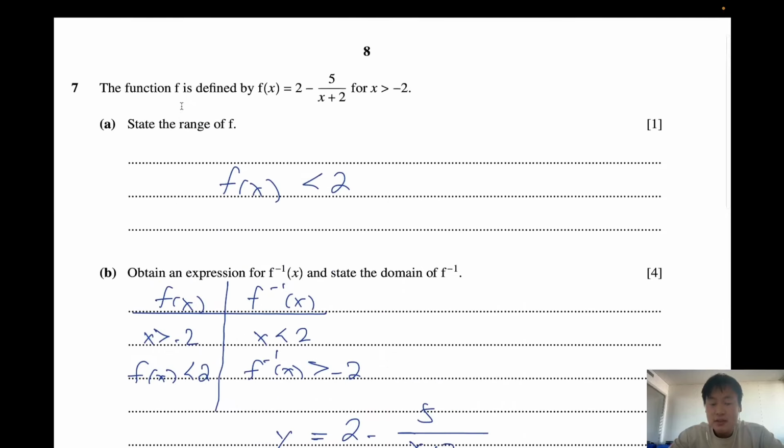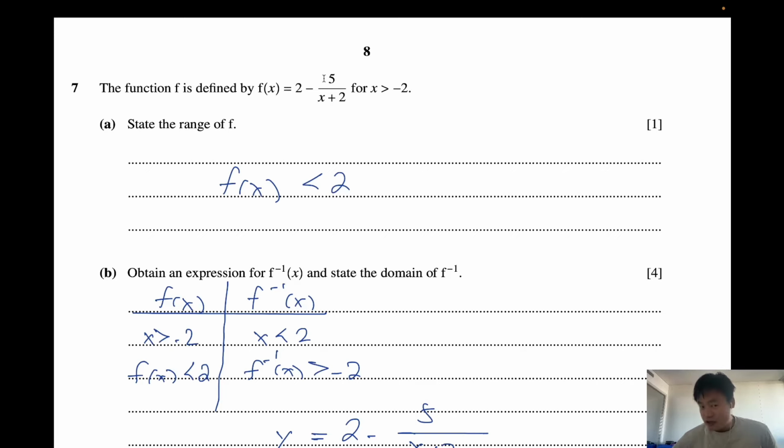Number 7. Range of f. Do not be disorientated by that expression. It might look a little bit strange, but the range is, remember, by definition. You're just trying to look at what 2 minus 5 over x plus 2 overall can become. If they're asking us for the range of f, they're just trying to ask us to, can you describe all the possible numbers that 2 minus 5 over x plus 2 can become? Are you following this so far?